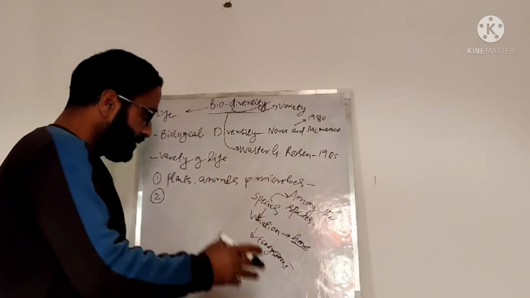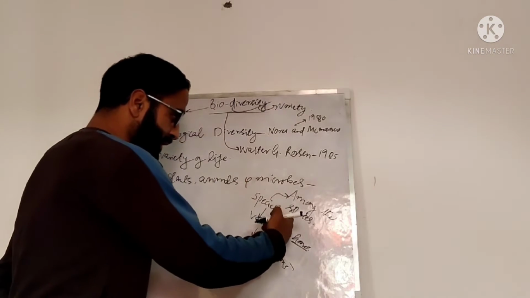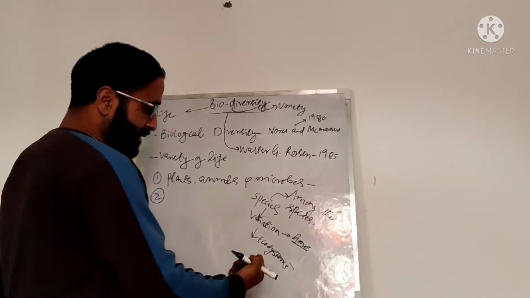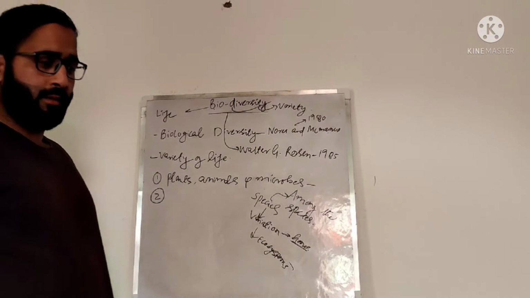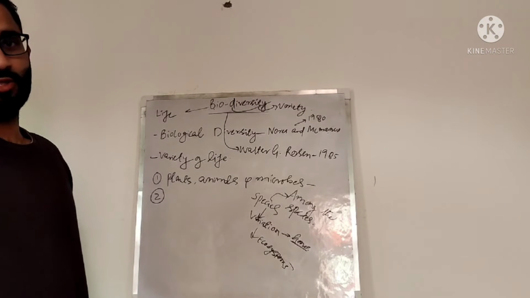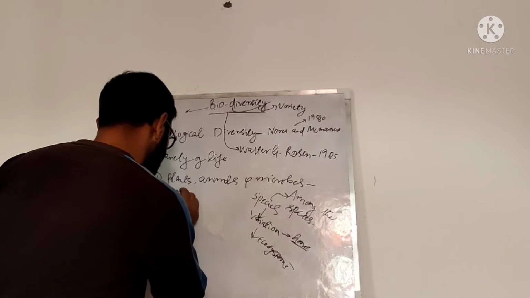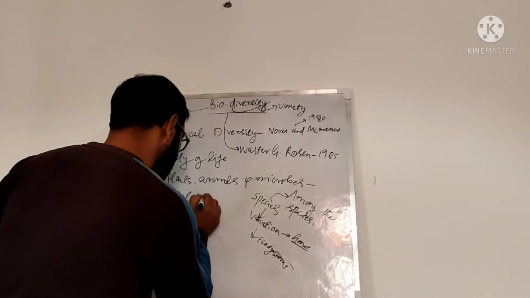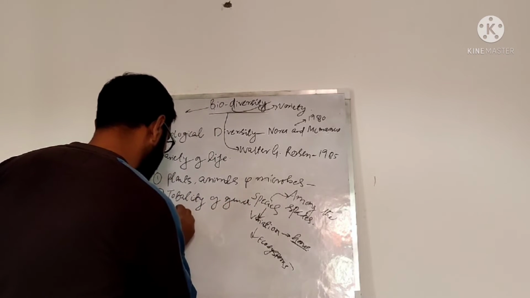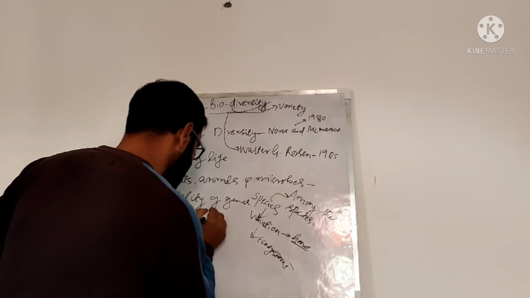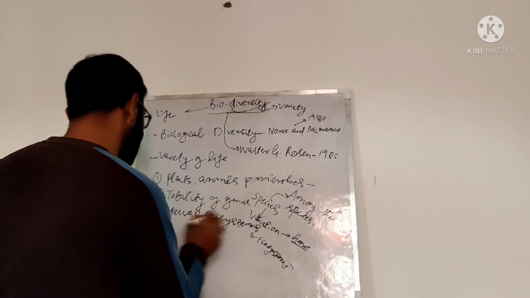In biodiversity we include all those differences which are present at the gene level, at the species level, or at the ecosystem level. So we can say biodiversity is the totality of genes, species, and ecosystems present in a given region.